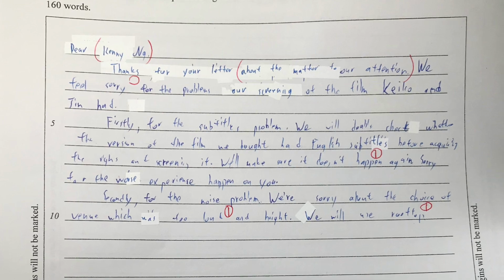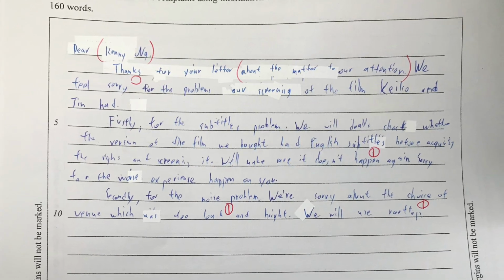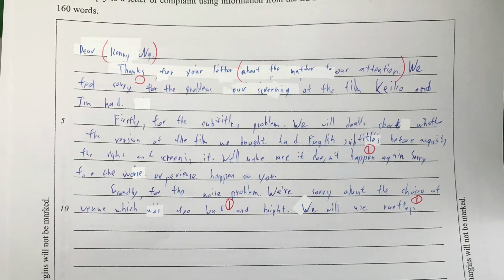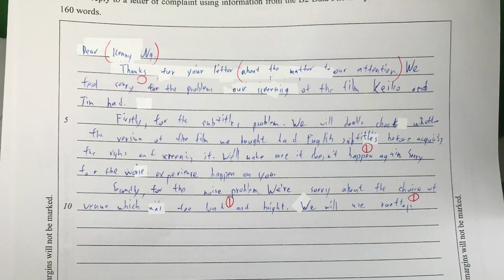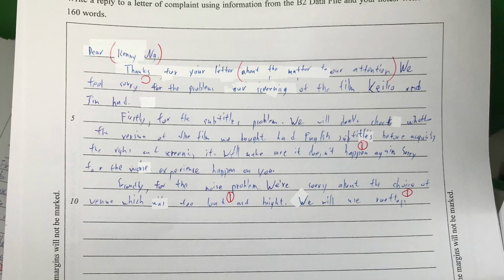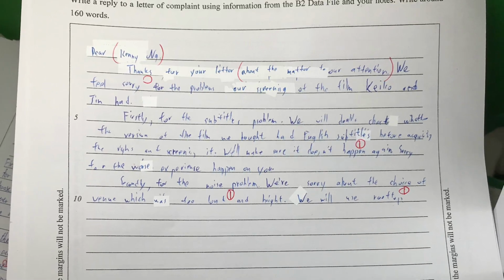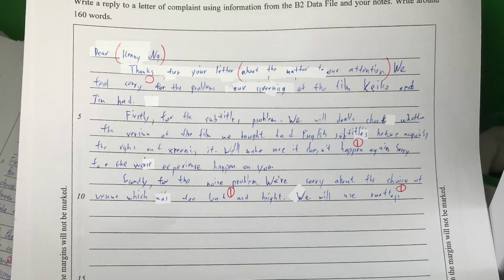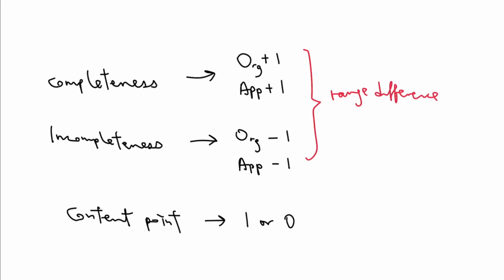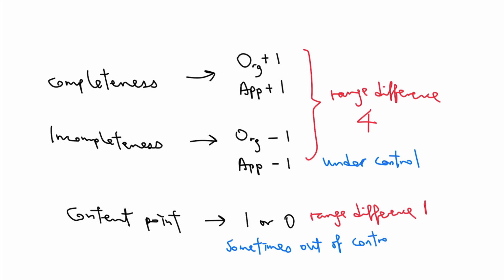You know how to do it. In 30 seconds, I'm sure you can round it up, sign off, whatever, end it nicely. Make it look complete. Yes, make it look complete. And readers love that completeness, and you can gain 1 point for organization, 1 point for appropriacy for that. Conversely, if your writing looks incomplete, you can get penalized for 1 organization point and 1 appropriacy point. In other words, you can get 2 more points or lose 2 more points. The range difference is 4.